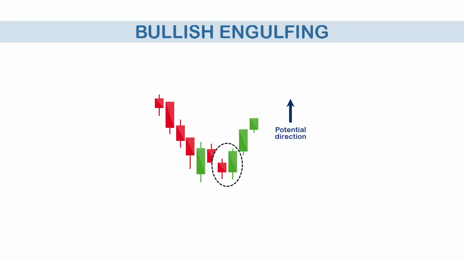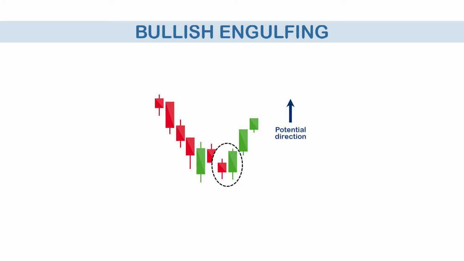Bullish engulfing. The bullish engulfing pattern consists of two candlesticks. The first candle is a short red body that is completely engulfed by a larger green candle. Though the second day opens lower than the first, the bullish market pushes the price up, culminating in an obvious win for buyers.